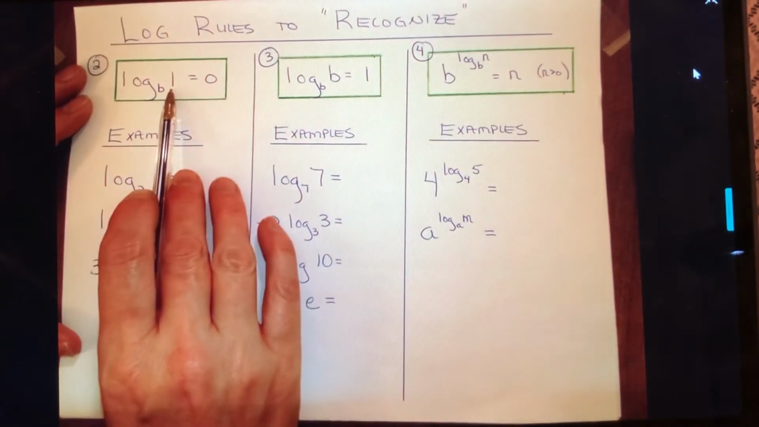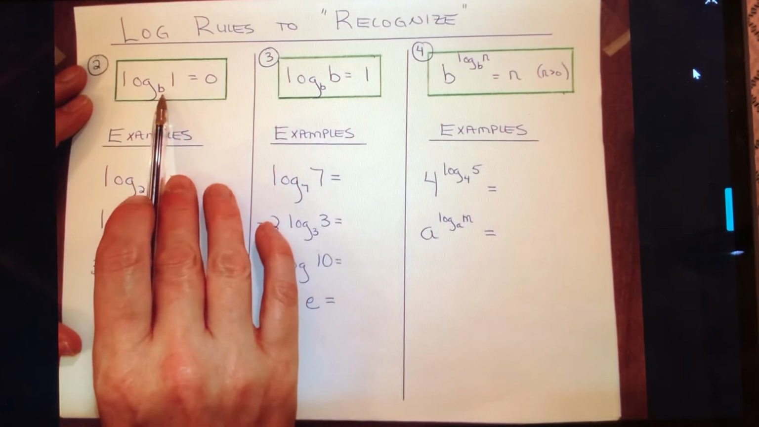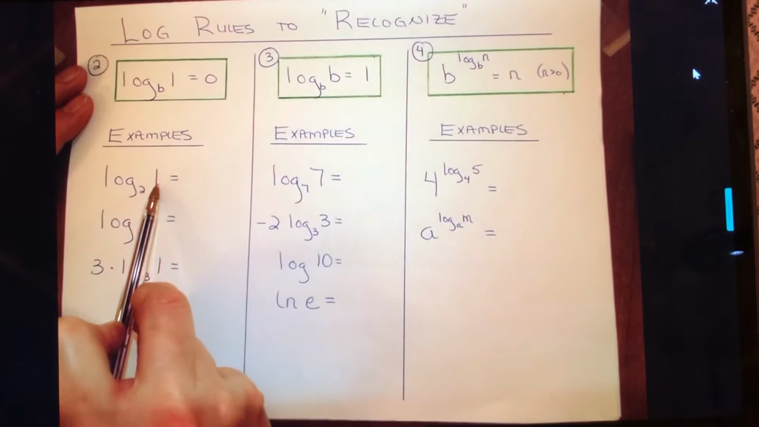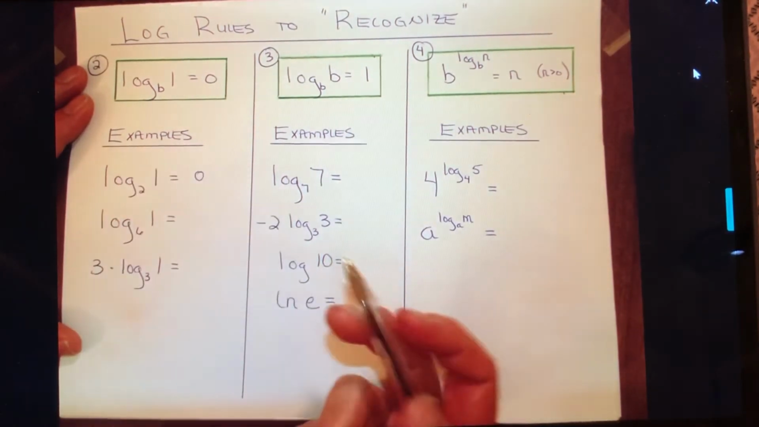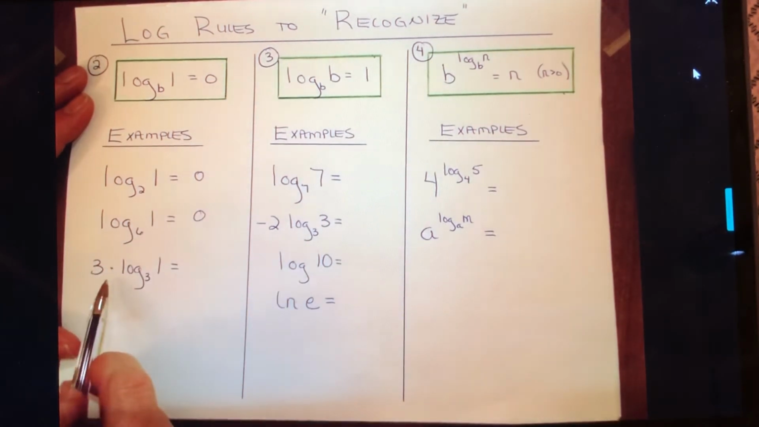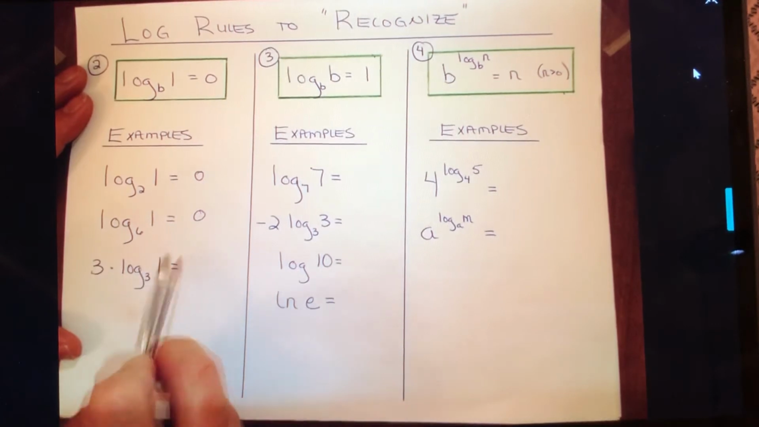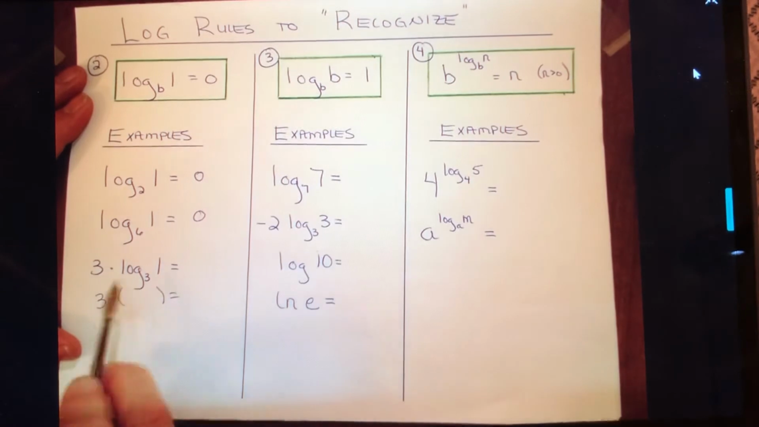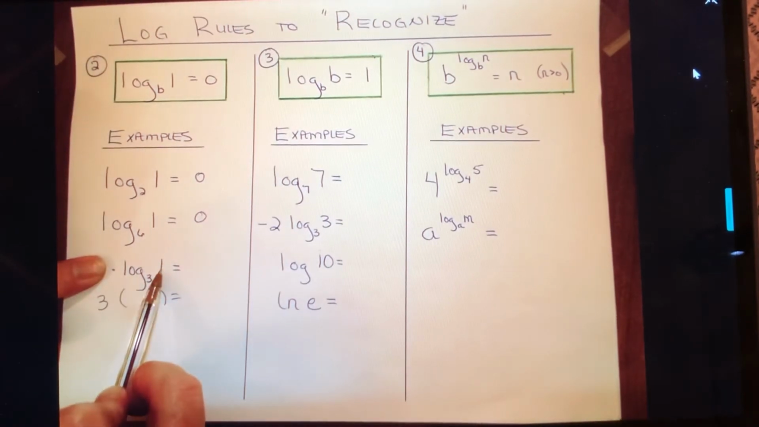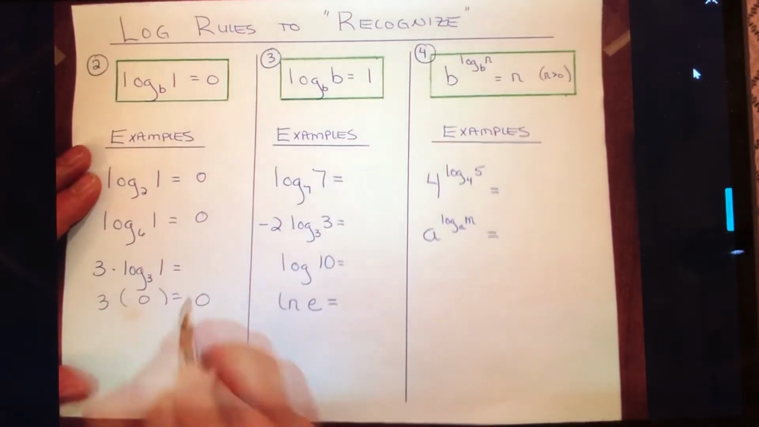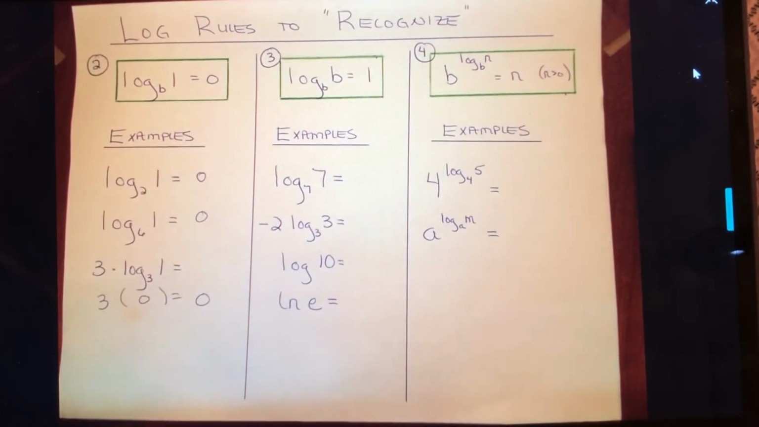So remember, this log rule is the log of 1, no matter what the base is, it's always 0. So here I have the log of 1. So it's 0. Right here, the log of 1, that is 0. This one, don't let it confuse you if there's a multiplier out front. This is still 0 because really you have 3 times this piece right here. I have the log of 1, that is 0, and anything times 0 is still 0. So pretty straightforward log rule.